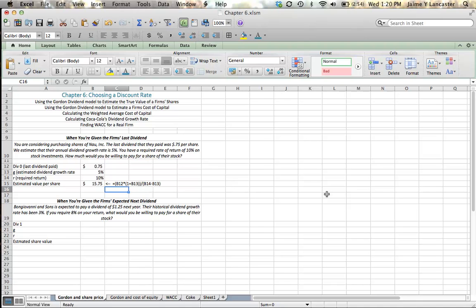The next example is when we're given the next expected dividend, right? Bon Giovanni & Sons is expected to pay a dividend of $1.25 next year. So we're already given last dividend multiplied by 1 plus the growth rate. The historical dividend growth rate has been 3%, and if you require 8% return on your investment, what would you be willing to pay for a share of their stock?